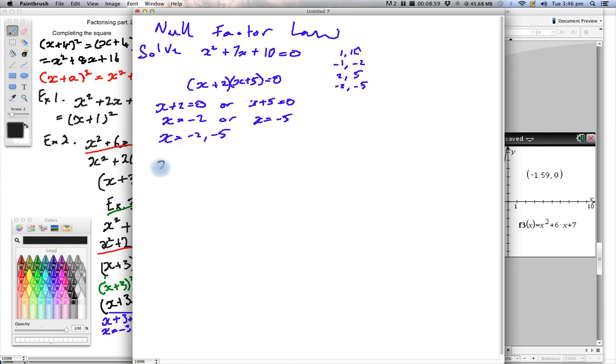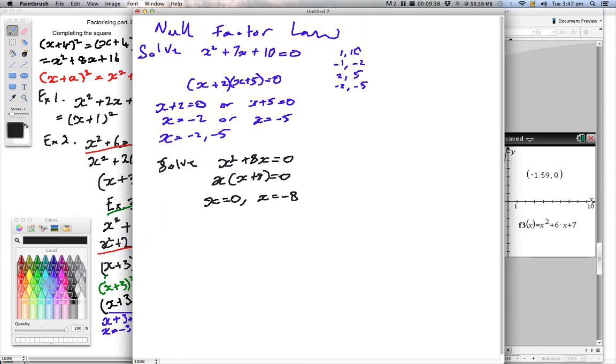Okay, let's try another one. Let's try an even easier one. Solve x squared plus 8x equals 0. Okay, so here first we'll remove our common factor. So this is a common factor one. Remove x as a common factor. We've got x times x plus 8 equals 0. So we can say that either x has to equal 0 or x equals minus 8. There we go, that's that one.